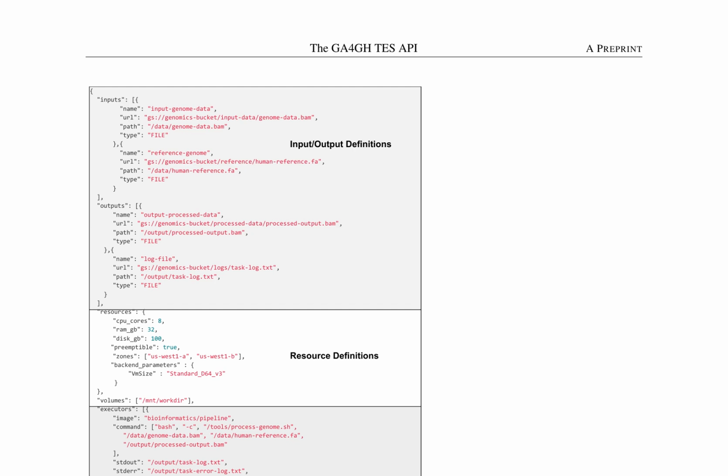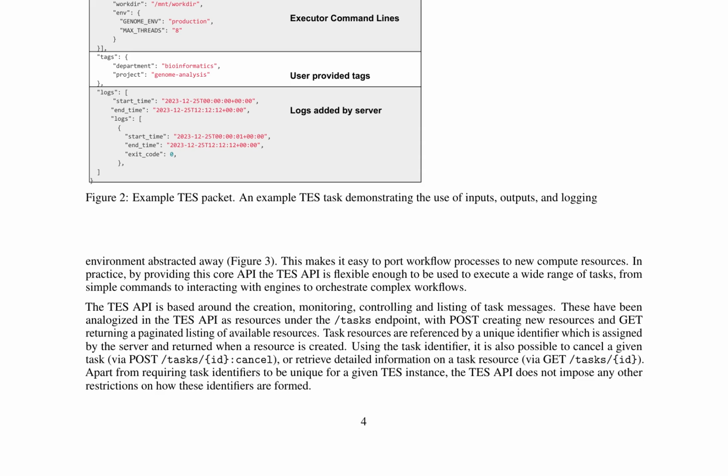In genomic analysis, the Task Execution Service, TES, packet exemplifies the integration of inputs, outputs, and logging. The input genome data and reference genome serve as inputs, while output processed data and log file constitute the outputs. Resource definitions and executor commands are also defined. The task is executed using a bioinformatics pipeline image, specifying commands and environment variables. The logs provide a detailed record of task execution, including start and end times, exit codes, and a unique task identifier. This demonstrates the flexibility of the TES API in executing diverse tasks, from simple commands to complex workflows, by abstracting away the compute environment.